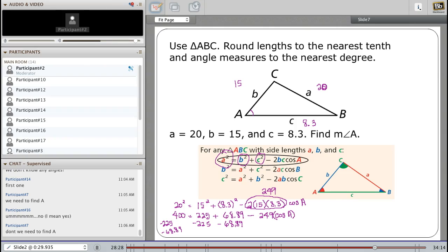Okay, so 400 minus 225 minus 68.89. I'm going to write my work over here on the right because I'm running out of room. On the left-hand side of the equation, you should have 106.11. And on the right side, these have canceled out. Now be careful. We have a negative sign left and 249 times cosine of A. So that's what we're going to transfer over here to the right: negative 249 times the cosine of A. How are you guys feeling about that step? I'm going to pause and see if there are questions.